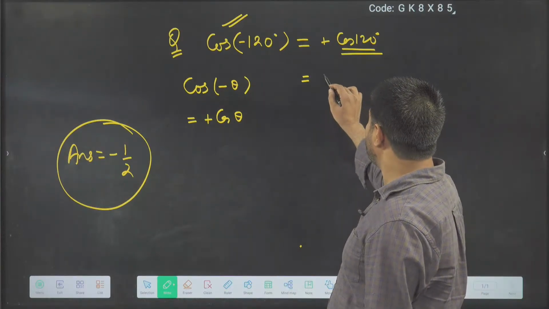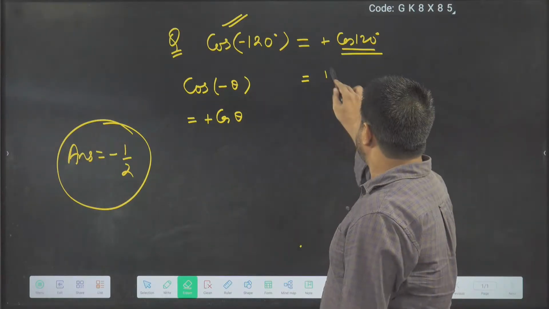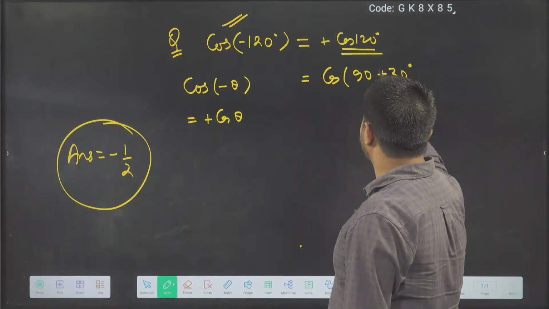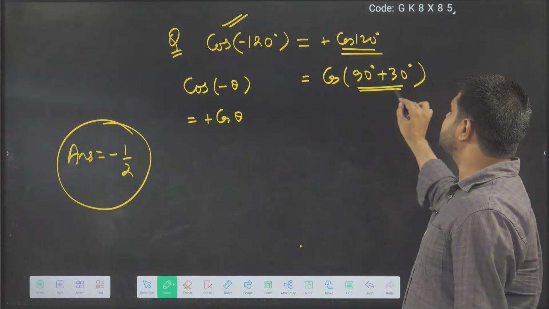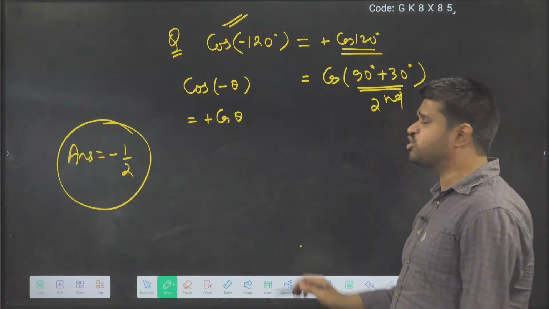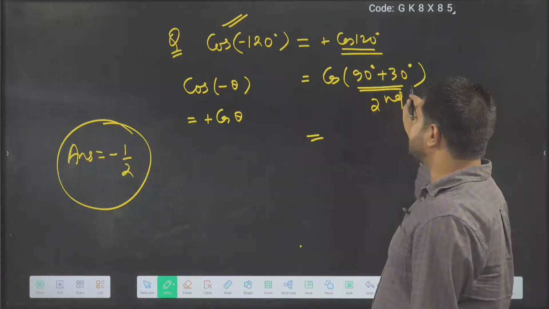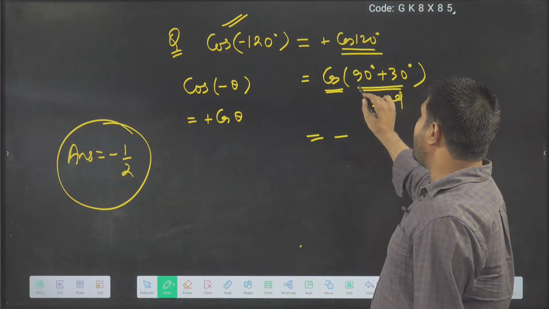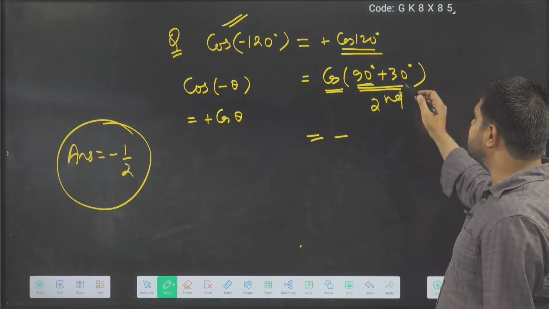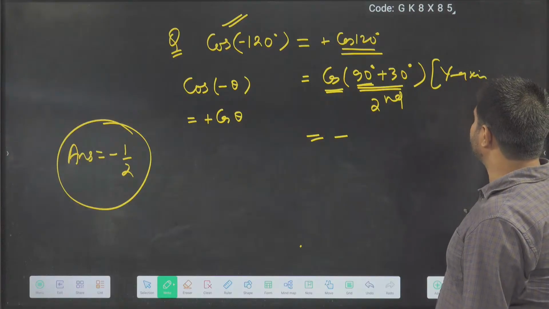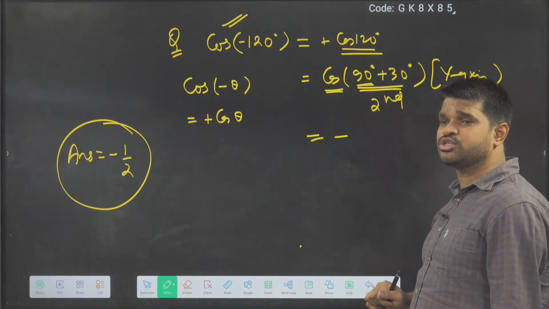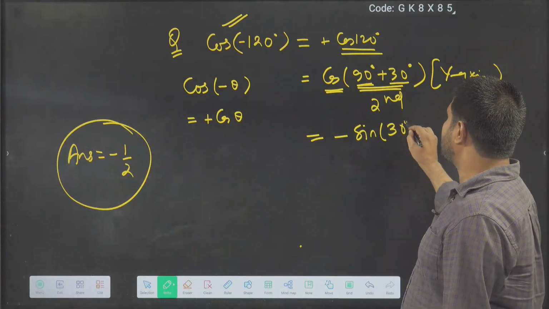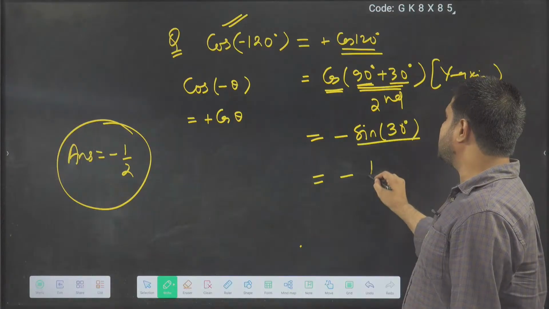So here cos 90 plus 30 degree. Now you can see 90 plus 30 is lying in the second quadrant. In the second quadrant, the value of cos will be negative. And as you are using 90 plus something, you are using the y-axis. When you use the y-axis, the ratio gets converted to its complementary. So cos will become sine and you have to paste the same angle, 30 degree. Minus sine 30 is minus 1 by 2.